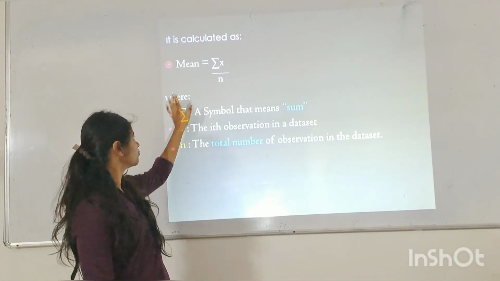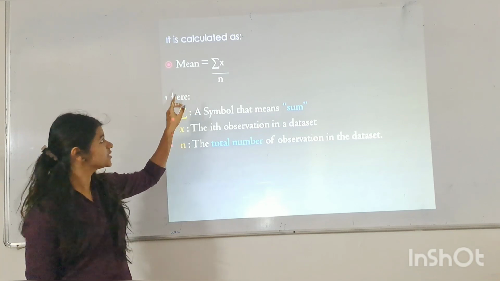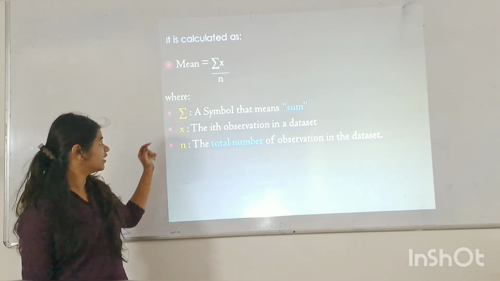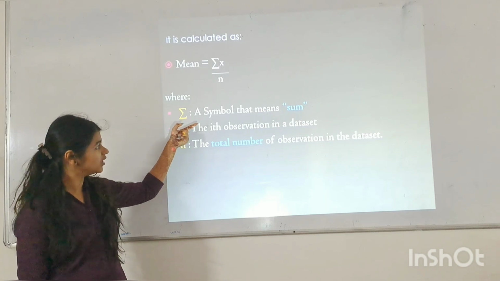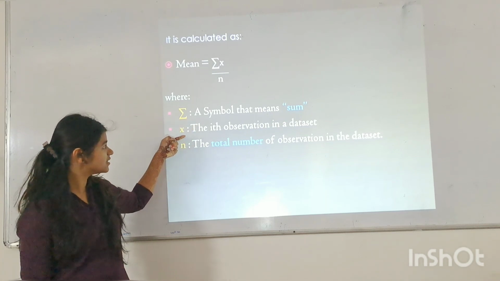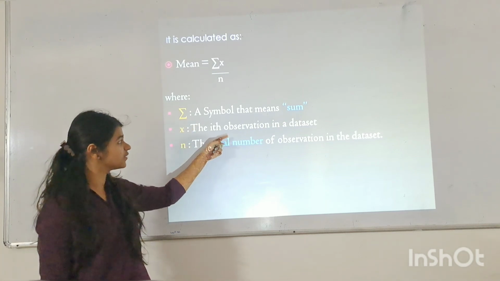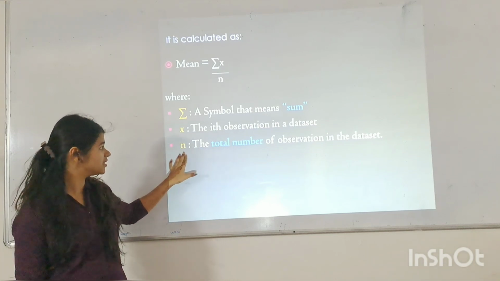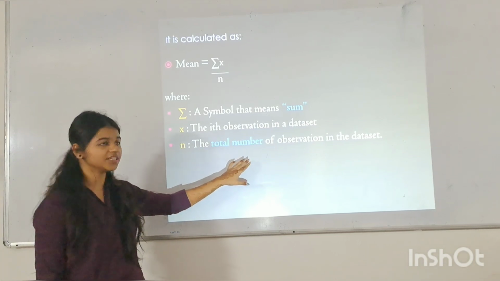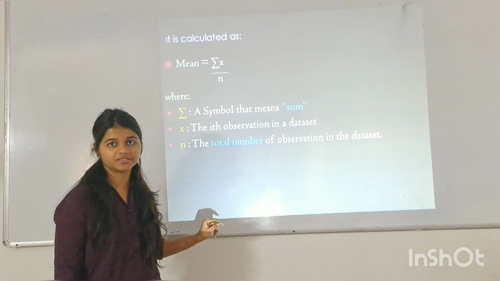So this is the formula of mean. Mean is equal to sigma x upon n, where sigma is a symbol that means sum, x means an observation in a data set, and n means the total number of observations in the data set.